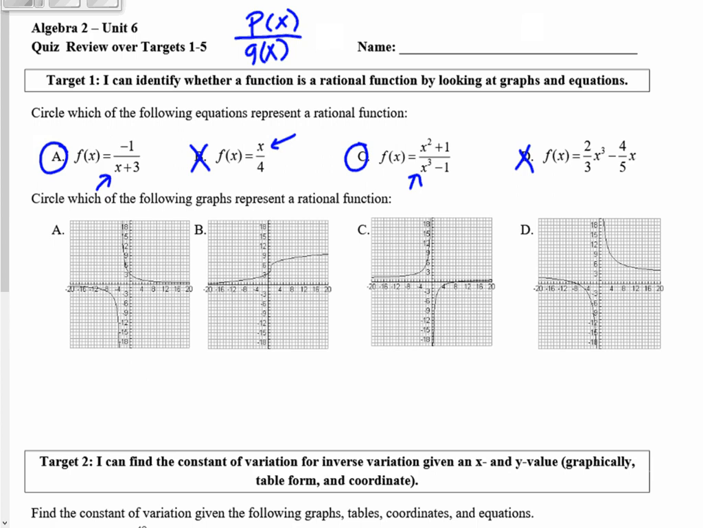When we look for graphs, remember our graph here is a hyperbola. So we're always looking to have two branches that are formed using our vertical and horizontal asymptotes. I can tell B is not one because it only has one graph. A, C, and D are all going to be rational functions. All of them have our two branches that are approaching those asymptotes.